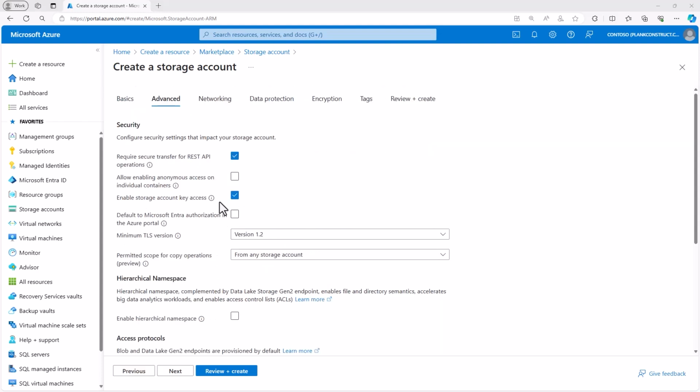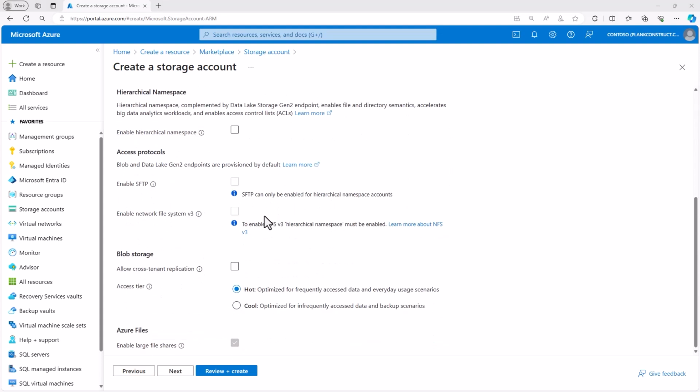Taking a quick tour of some of the other features of the storage account, we can get access to the types of storage. We mentioned that within a storage account, you can have blob storage, you can have Azure file shares.